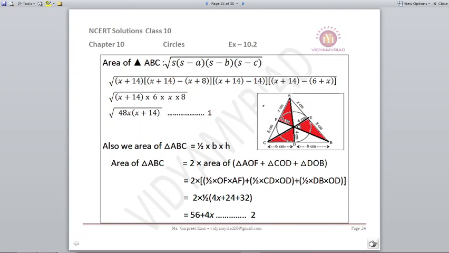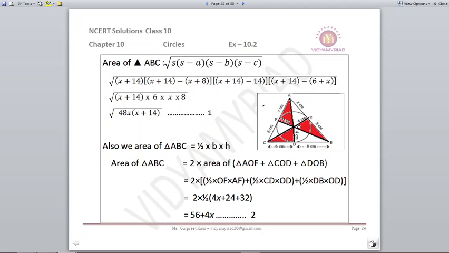Now for this x plus 14, if you see the area of triangle ABC, I know the formula: under square root of semi-perimeter, that is s into s minus a, s minus b and s minus c. I know what ABC is. I will put it into the formula, and after solving, you will get square root of 48x into x plus 14. That is equation number 1.